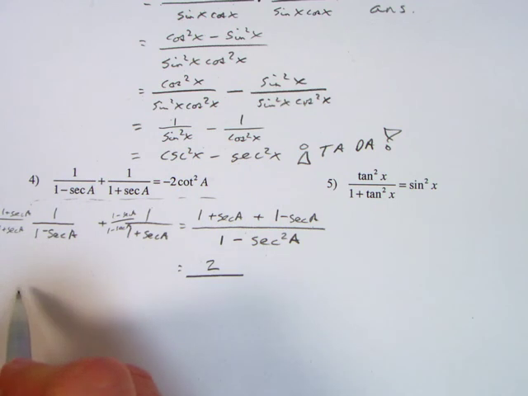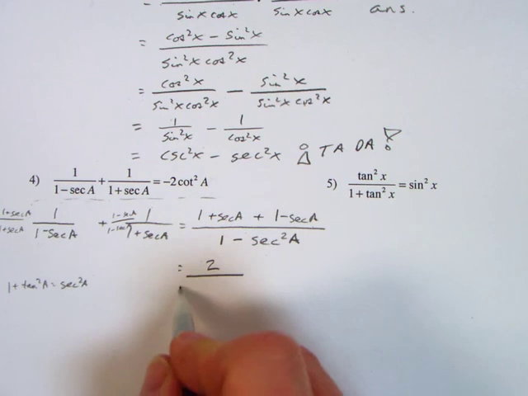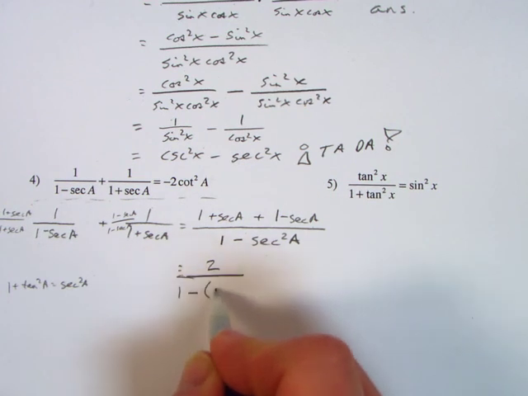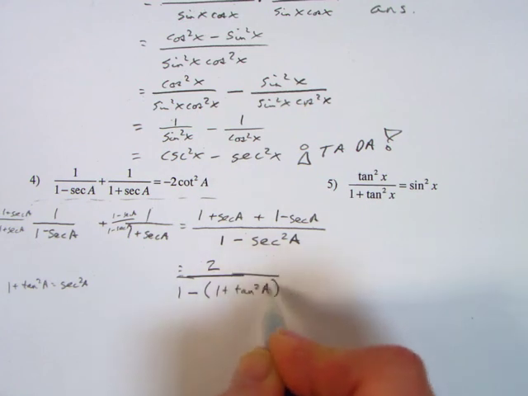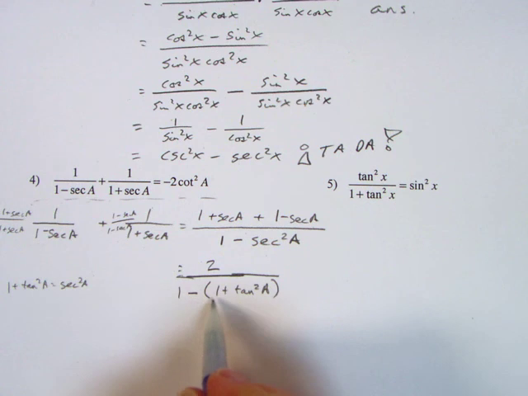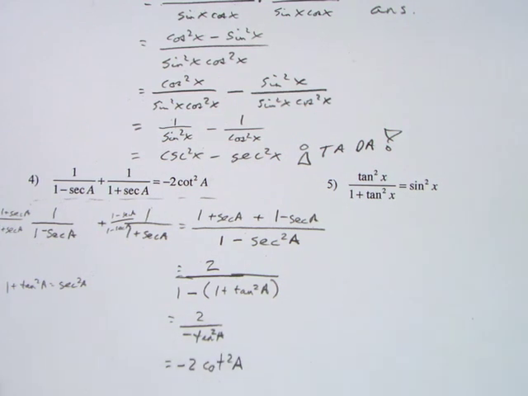So we can write that here a little bit on the side. I don't have a lot of space here. 1 plus tangent squared equals secant squared. So we can say 1 minus, if it's not clear right away, and I can just substitute this in. Distribute that through, the 1's are going to go away, and we're left with 2 divided by negative tangent squared a. So that is the reciprocal of tangent squared. So that will be negative 2 cotangent squared.